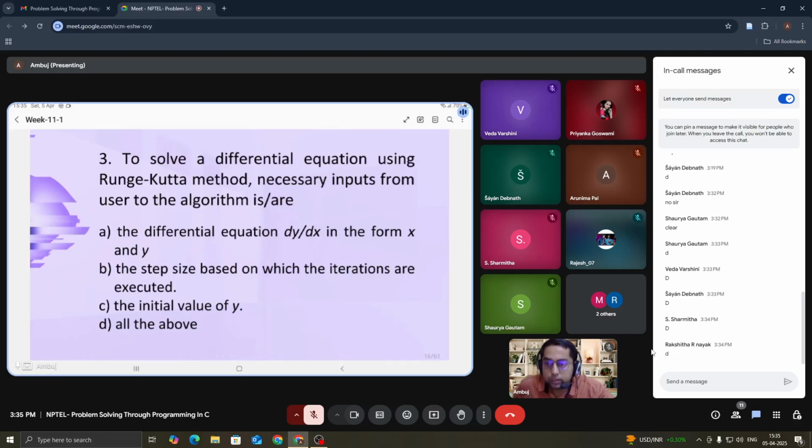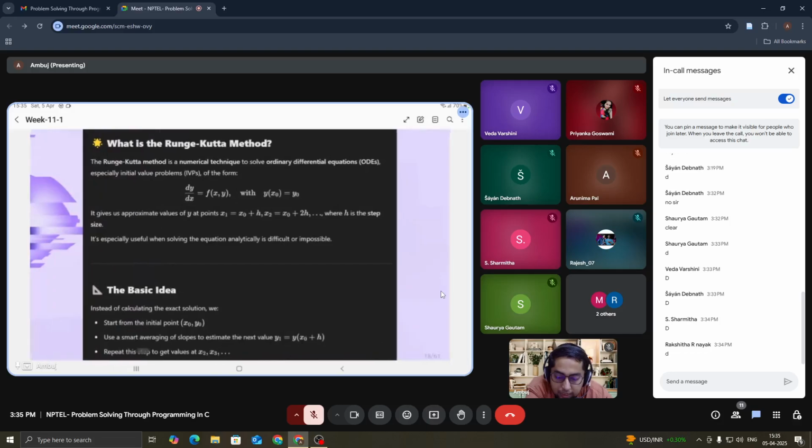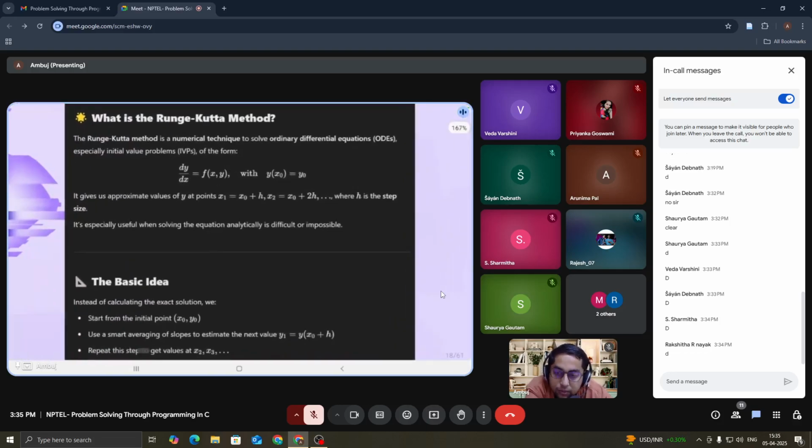Yes, indeed, you all are correct. The correct option would be D only. The differential equation dy by dx in the form of x and y, the step size based on which the iterations are executed, the initial value of y, all of these above are correct. To solve the differential equation using the Runge-Kutta method, you require all of these inputs. Try to see what the Runge-Kutta method is.